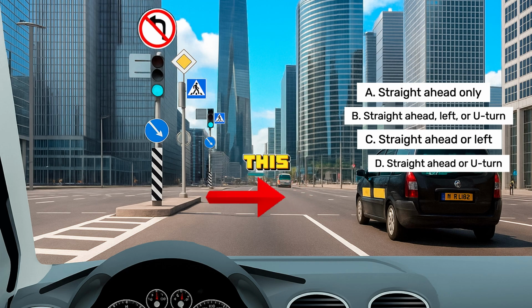What follows from this? You can go straight, since the green light is on and there are no restrictions. You cannot turn left, this is directly prohibited by the no left turn sign. A U-turn is allowed, since there is no separate prohibition, and the no left turn sign itself does not apply to U-turns.